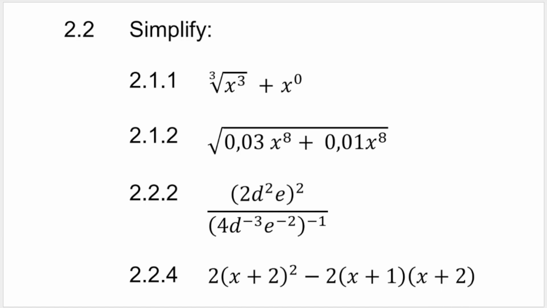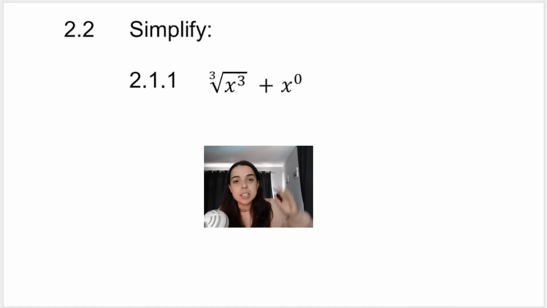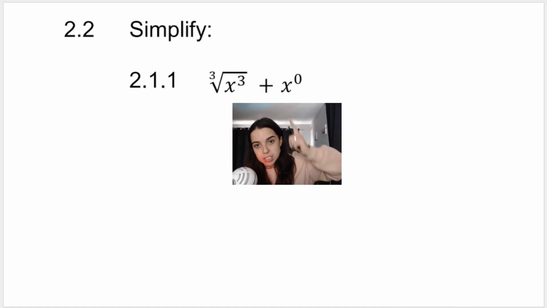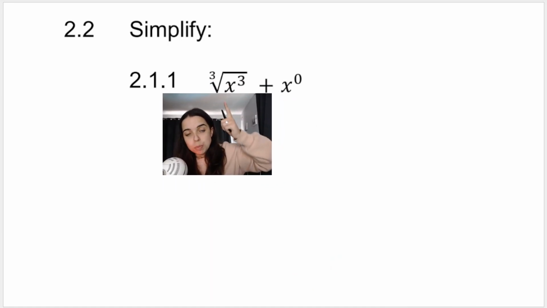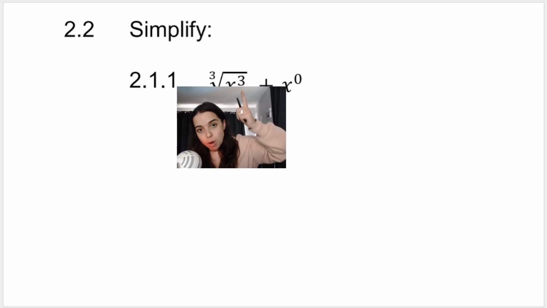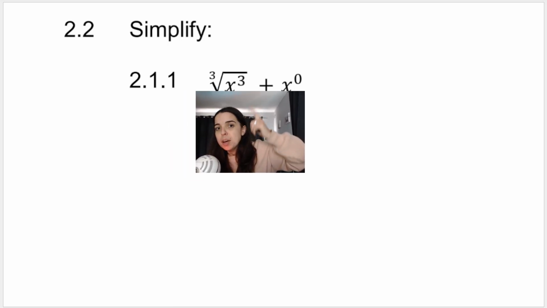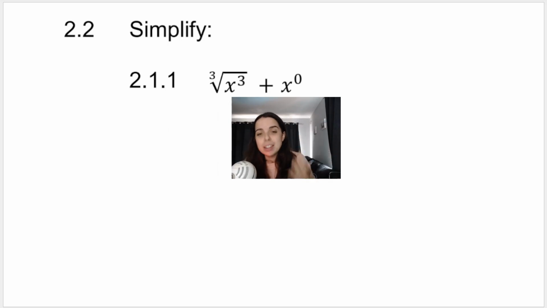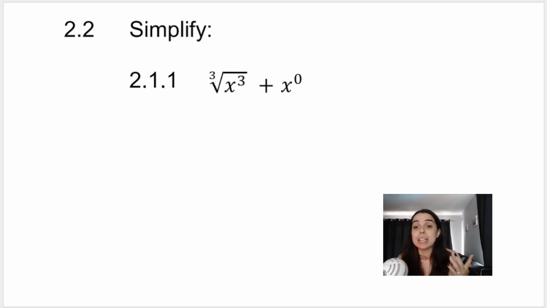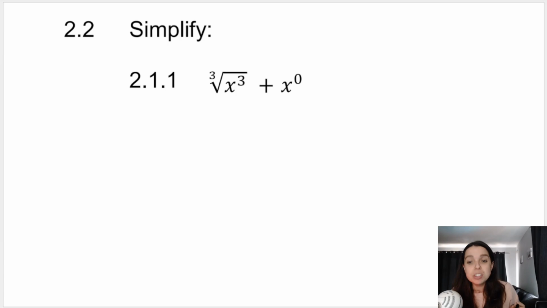Right, let's tackle each one of these questions, starting with 2.1.1. So in 2.1.1, you can see that there are two parts to this expression. We've got the cube root of x to the power of 3, or x cubed, plus x to the power of 0. Now, this is testing your knowledge based on exponents. This is a very good one, actually.